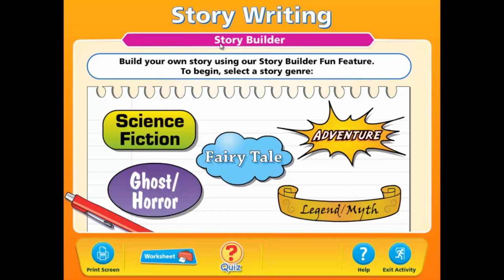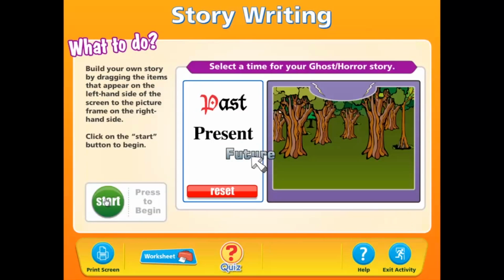The fun feature in this interactive whiteboard chart acts as a story builder and is unique to the story writing chart. It has been designed specifically to develop students' creativity and brainstorming abilities, helping them identify the key ingredients in a story. So now we're going to choose what type of story we're going to write. Then when we press the Start button, the fun feature will guide us through the next steps.